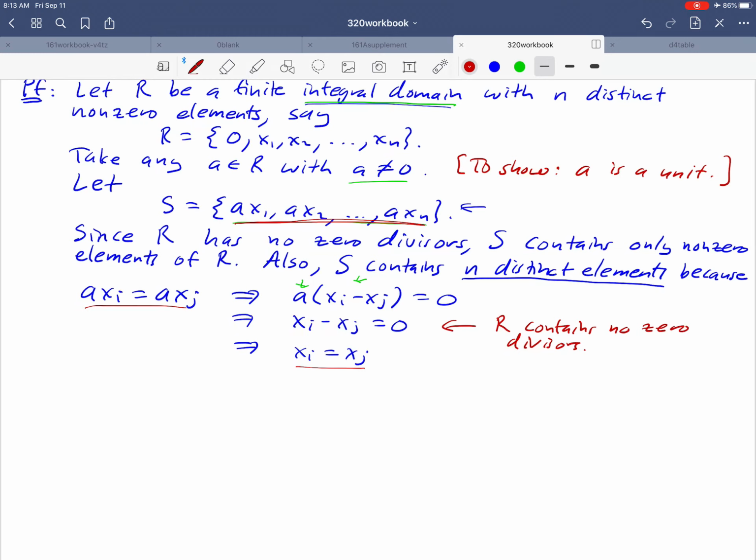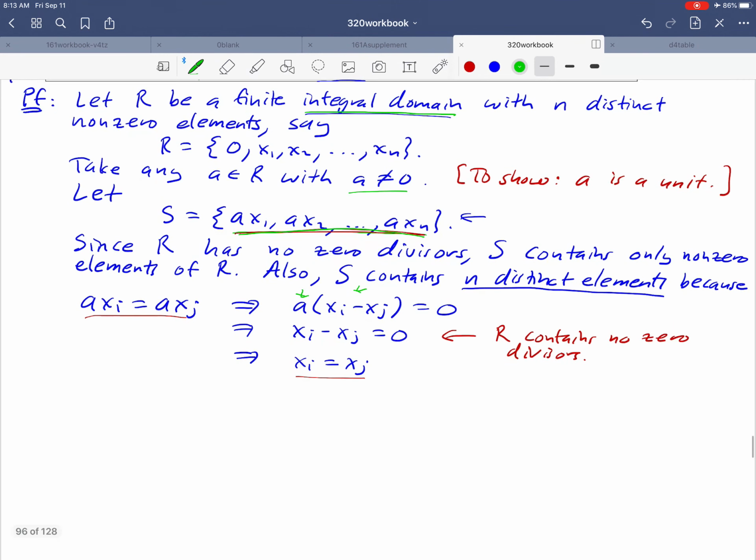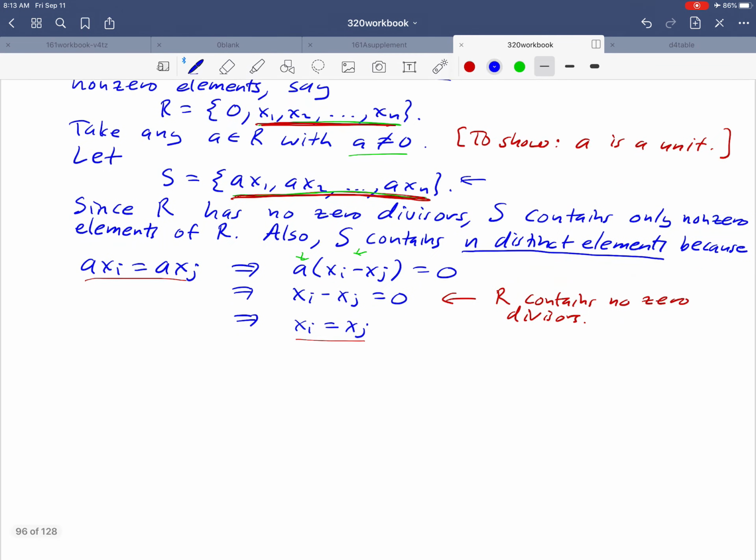So we know that S has n distinct things in it, and that all of those things are non-zero. How many non-zero things did we have in our ring altogether? We had exactly n of them. They were these elements here, x1 through xn. So that means that these two lists that I'm underlining in red have to be exactly the same elements. All right, so let's see if we can put that into words and add another observation to it.